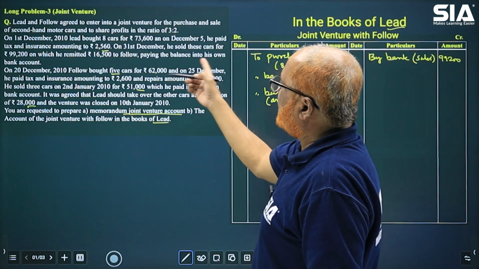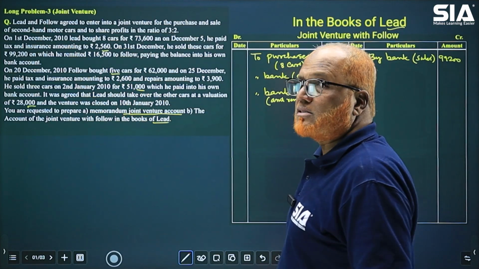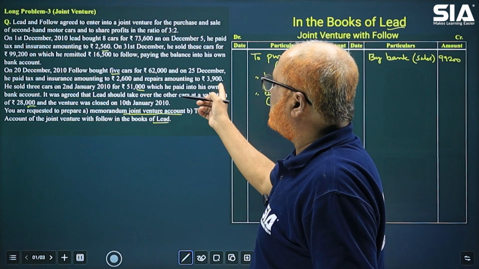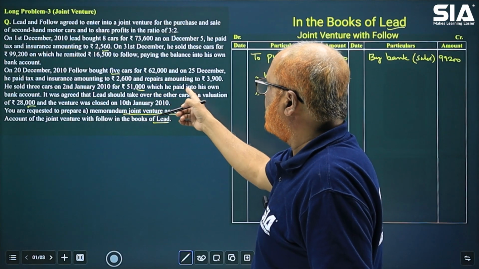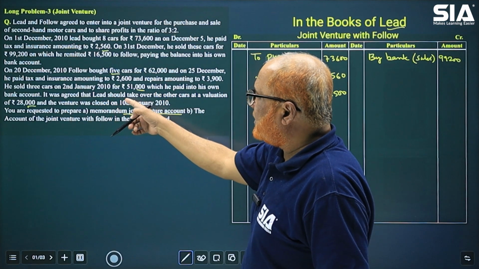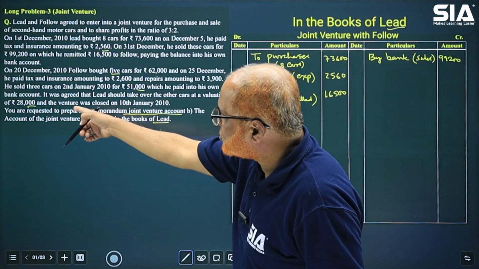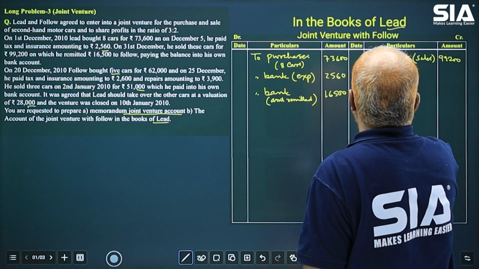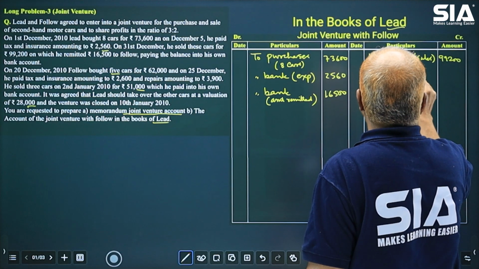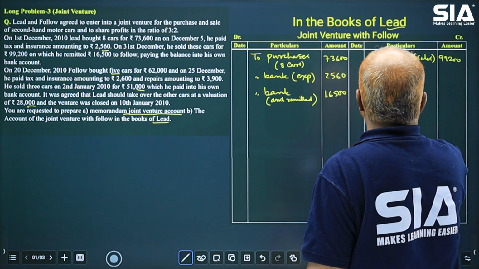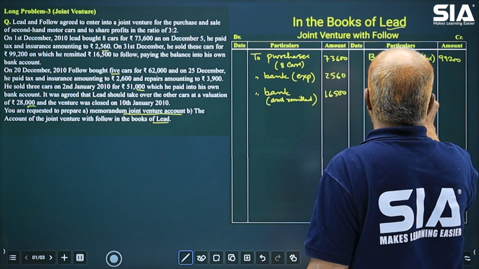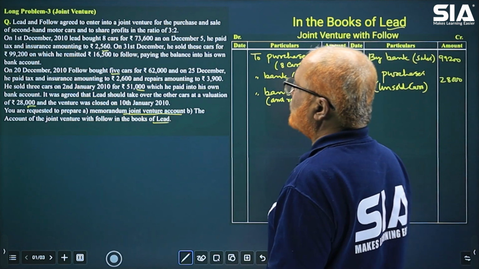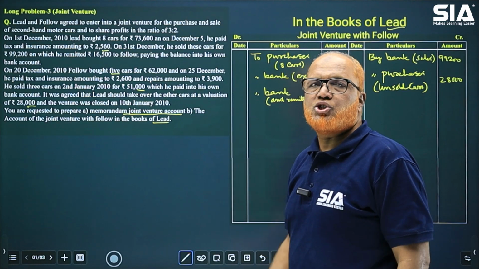Next is paying the balance into his own account. Now follow bought 5 cars. It will not be recorded here because this is the transaction conducted by follow. And expenditure incurred will not come. The 3 cars he sold will not come, which he paid into his own bank account. It was agreed that lead should take over the other cars at a valuation of 28,000. So the other cars he is taking over. So here you write on purchases, unsold cars he has taken up for 28,000.